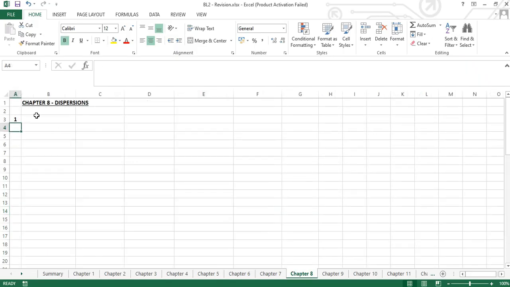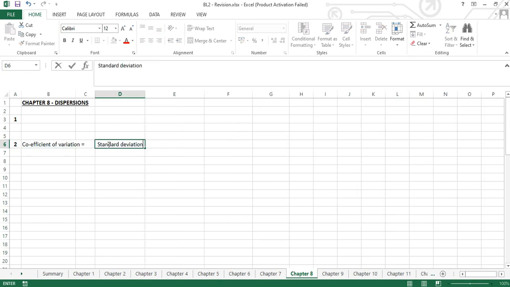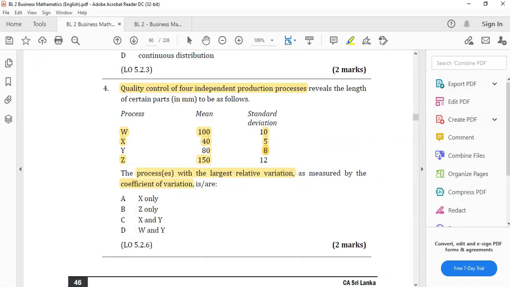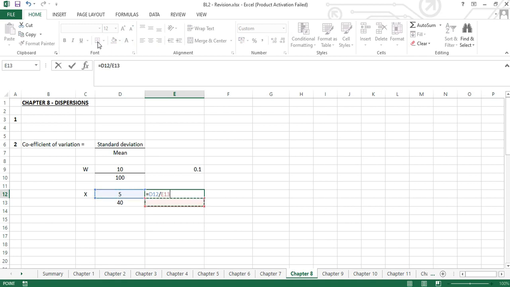Now here you must remember the coefficient of variation formula, which is standard deviation divided by the mean. So the standard deviation is 10, mean is 100. So this is for process W. The answer is 0.1. Right? For process X, it's actually 5 by 40, which is 0.125.